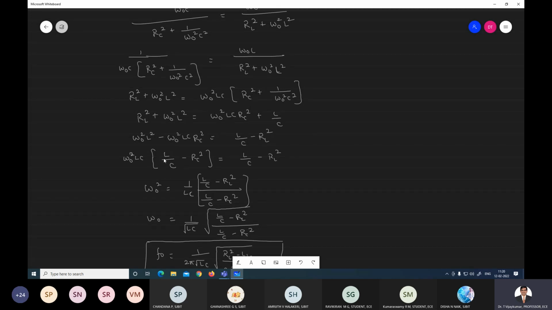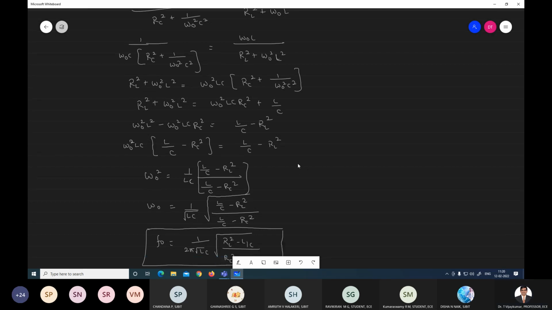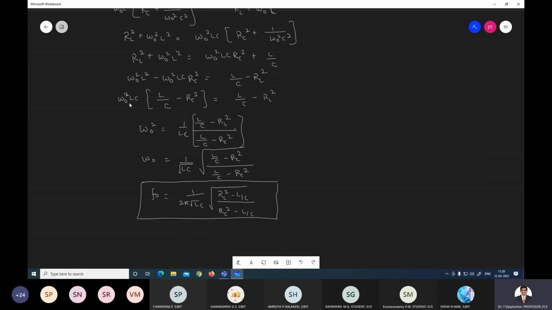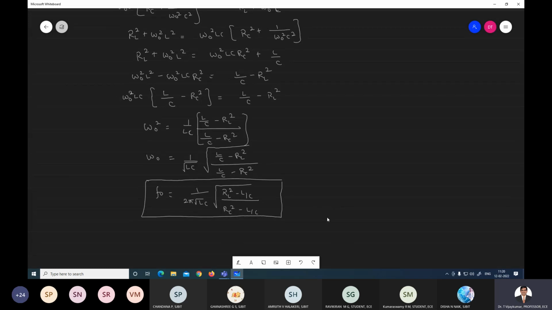So omega naught square LC, as I take the common factor here, in the first term what is left is L by C minus RC square, that is equal to the right hand side, L by C minus RL square. Then omega naught square is equal to 1 by LC into L by C minus RL square divided by L by C minus RC square. Then omega naught is equal to 1 by root LC, square root of this. But as we know omega naught is 2 pi F naught, therefore F naught is equal to 1 by 2 pi root LC square root of RL square minus L by C divided by RC square minus L by C.